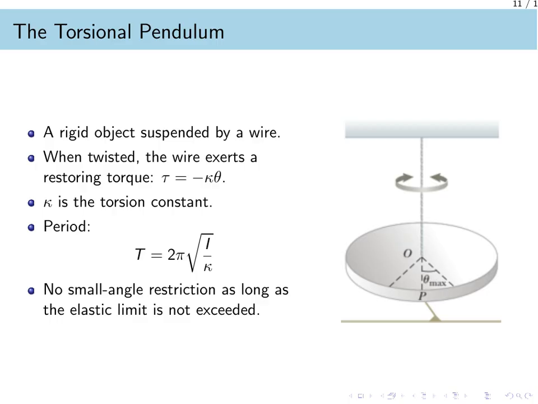The period for this system is 2 pi times the square root of the moment of inertia divided by the torsion constant. A unique feature of the torsional pendulum is that it follows simple harmonic motion for large angles, as long as the wire is not twisted so hard that it permanently deforms.